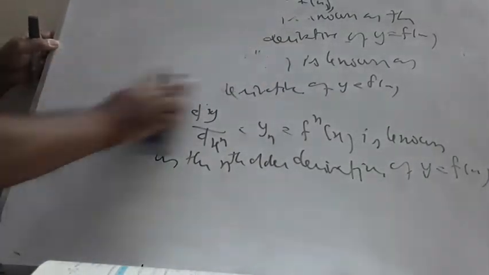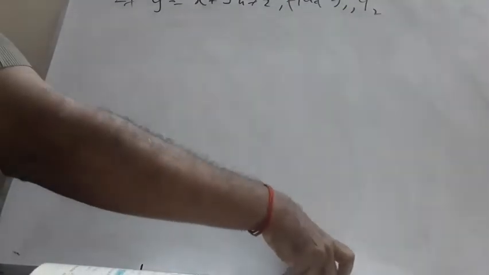Here we restrict ourselves only up to second order derivative. We will do some problems under this. Take down. Just listen. If y is equal to x square plus 3x plus 2, find y1, y2. Just for convenience sake, I am using y1, y2. y1 is nothing but dy by dx, and y2 is nothing but d square y by dx square.